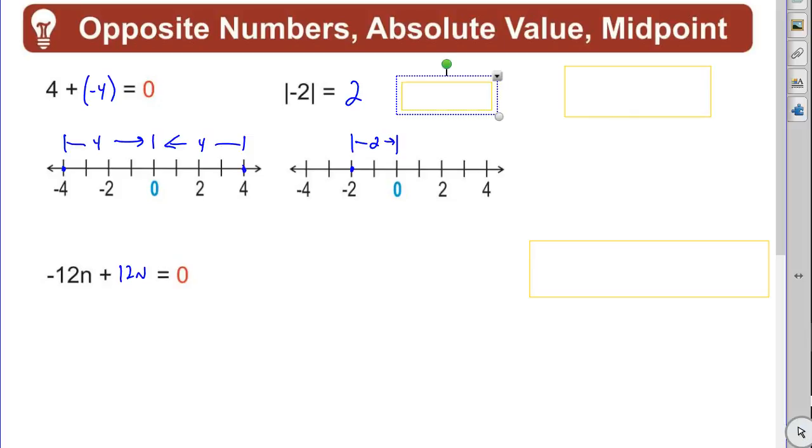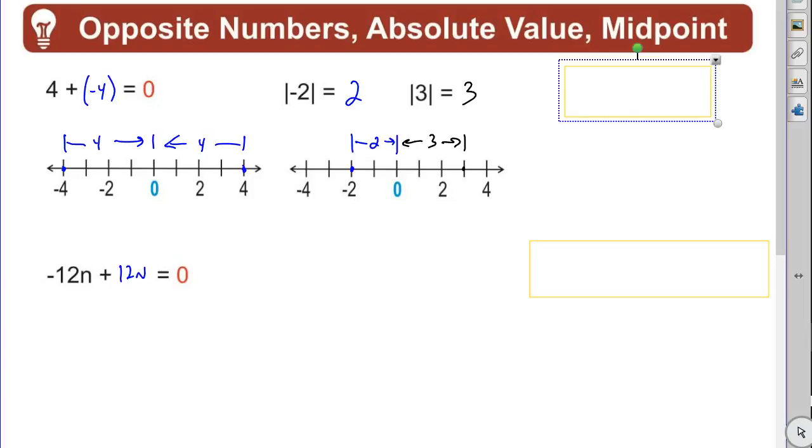In my second example here, we've got 3. Now a lot of people want to say the answer to this is -3, but that's opposite numbers. This is absolute value. How far away from 0 is 3? And the answer is 3. So to do this one, again, we've got to figure out how far away it is. It's 3 away. Okay, so the absolute value of -2 is 2. The absolute value of 3 is 3. The distance a number is away from 0.